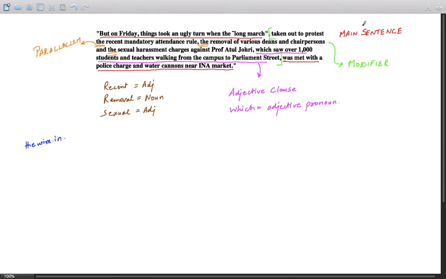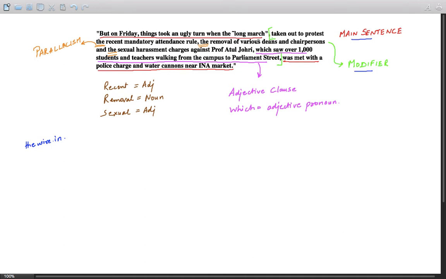Now, if you go through this sentence again, you will discover that this sentence has two parts. One is the main sentence, another is the modifier in the green portion. Now, what is a main sentence? Main sentence is something that conveys the main idea. So, the main idea is that things took an ugly turn when the long march was met with police charge and water cannons near INA Market.